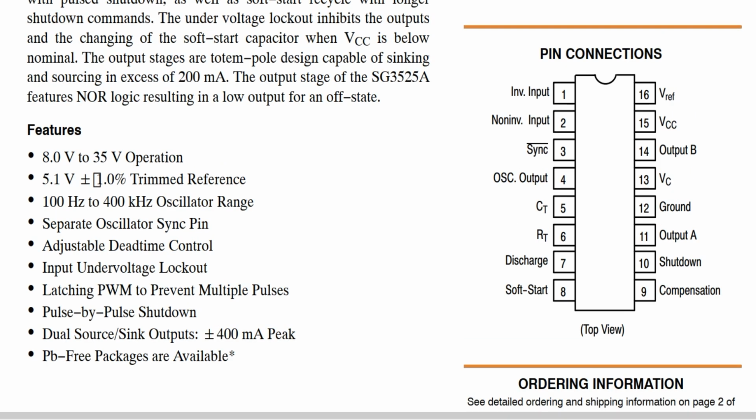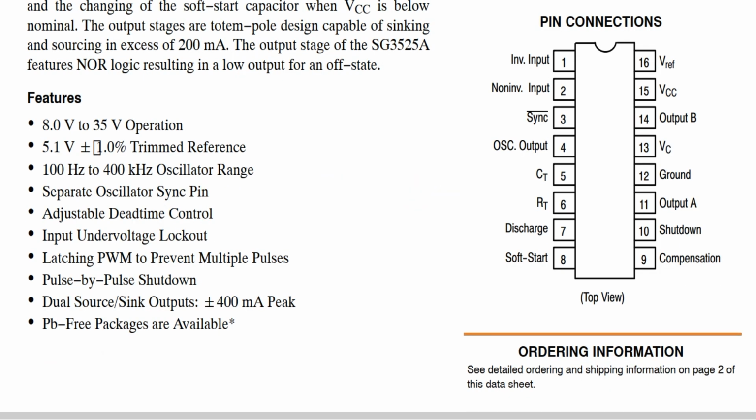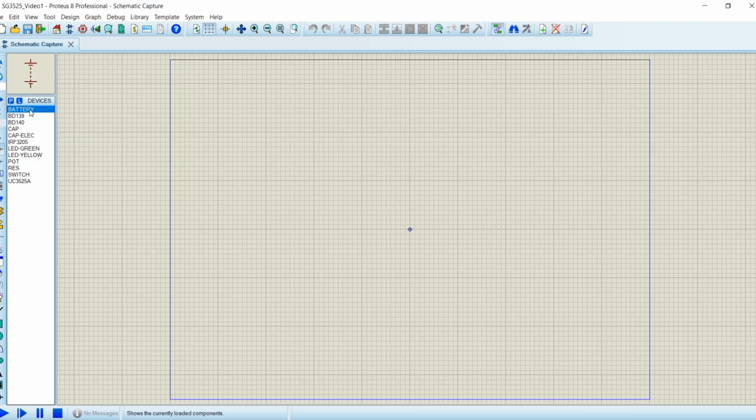Pin 11 and pin 14 are the complementary outputs of the IC. Pin 13 and pin 15 are connected to the main supply voltage, VCC. This supply voltage should be between 8 and 35 volt. Also, pin 16 is the V reference. This pin provides the regulated 5.1 volt reference voltage.